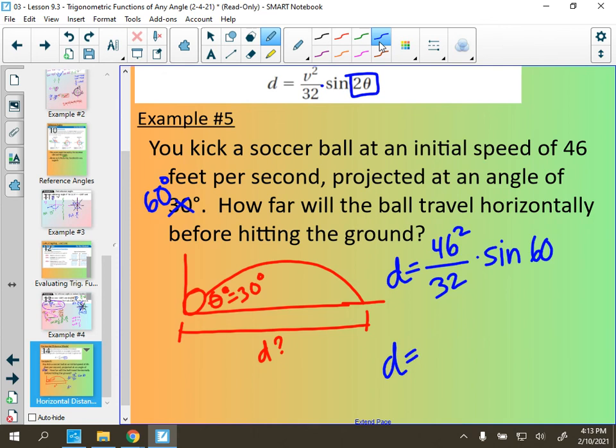Let's see, let's do it. 46 squared. I don't know the answer to this. 46 squared divided by 32 times the sine of 60. So the ball traveled... Is that a good kick? I honestly have no clue. 57.3 feet.